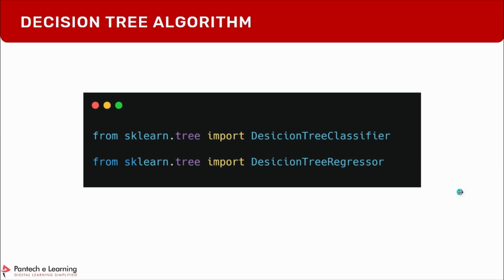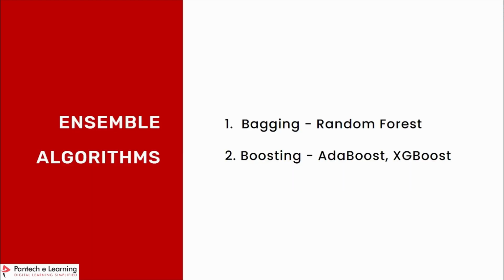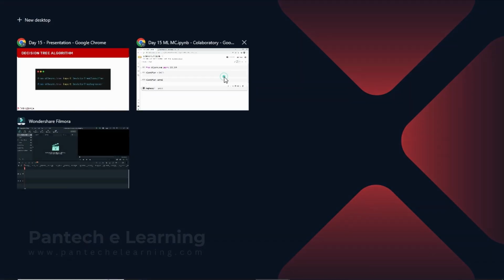And you can have both from sklearn.tree. It's a tree-based algorithm under this package, which is tree. So from sklearn.tree you can import DecisionTreeClassifier, and from sklearn.tree you can import DecisionTreeRegressor and proceed with that. I'll show you how to go hands-on and import it.